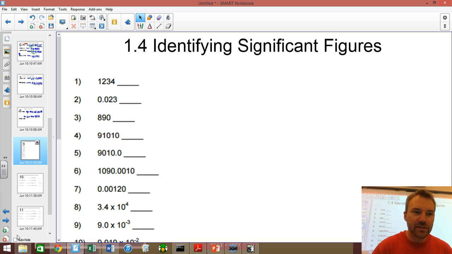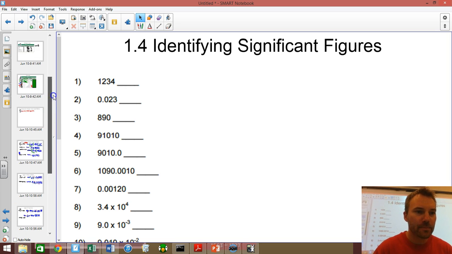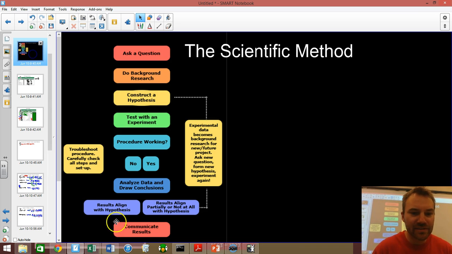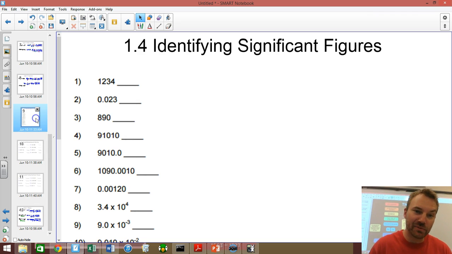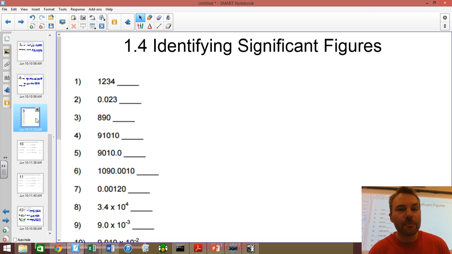Like that last bit on the scientific method, communicate your results. How can I communicate my results effectively to say that, oh, I actually measured this really, really precisely, or I didn't measure this very precisely? We do that with what's called significant figures.